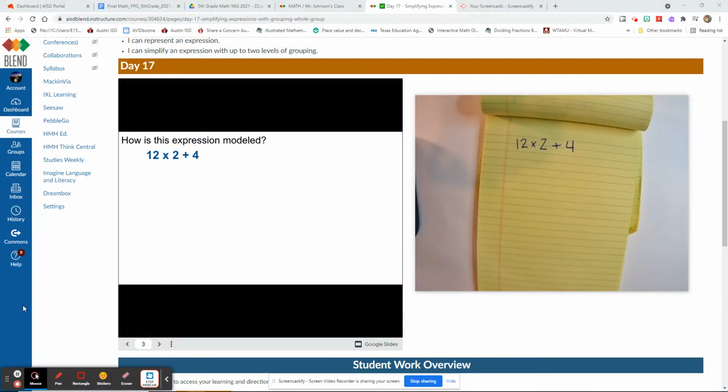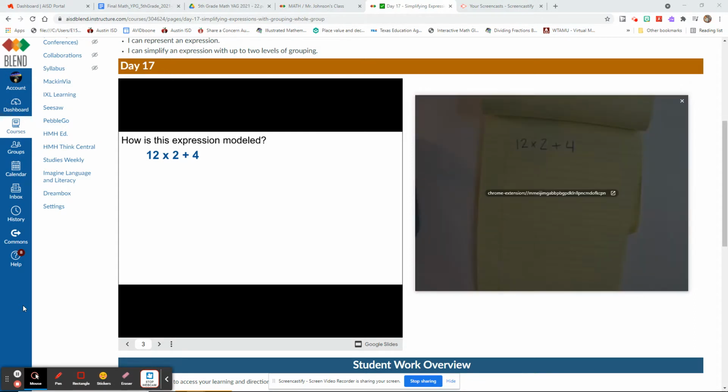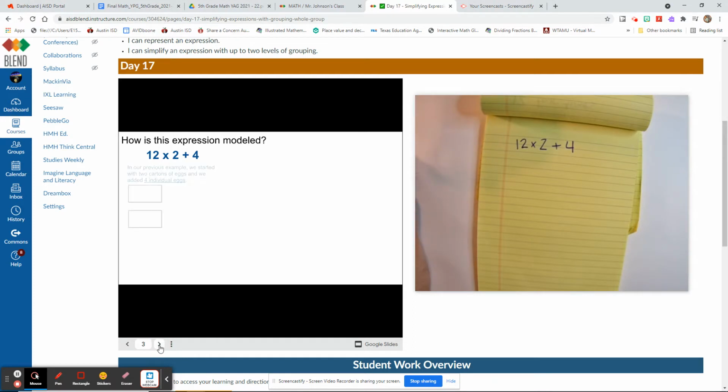So, as you can probably see, 12 times 2 plus 4 was basically what we had as our image from the day before, right? So, the day 16's lesson on September 14th had two groups of 12 and four more. And that's what we're looking at right here.